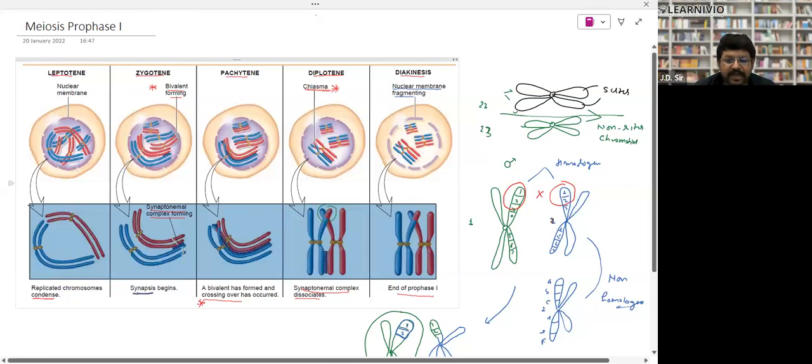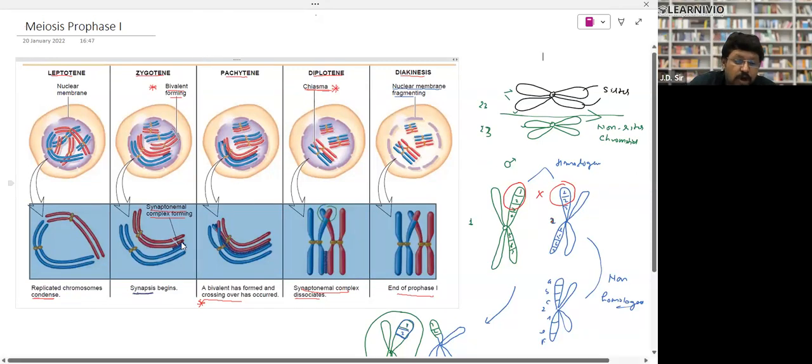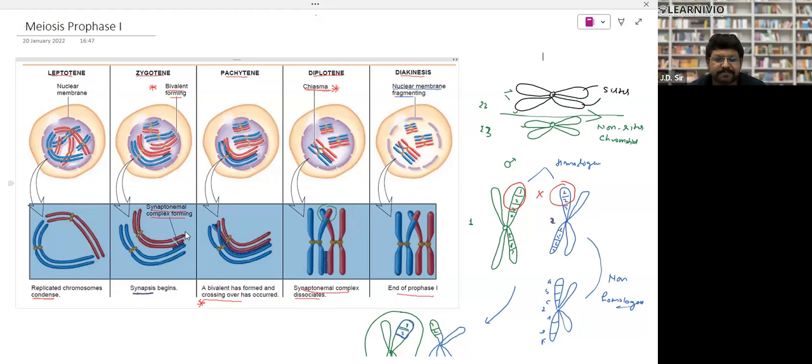This complex where the attachment takes place is called the synaptonemal complex, and this process is called synapsis. Try to understand: this structure is the synaptonemal complex, and this process is synapsis. Synapsis takes place in the zygotene stage. In synapsis, two arms of non-sister chromatids attach with each other and form a complex. Clear? Synapsis and synaptonemal complex, clear?